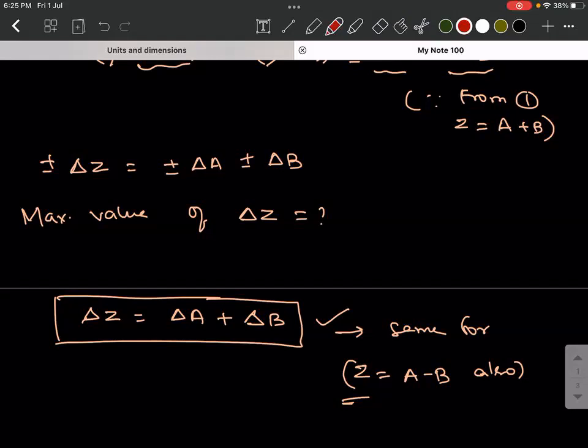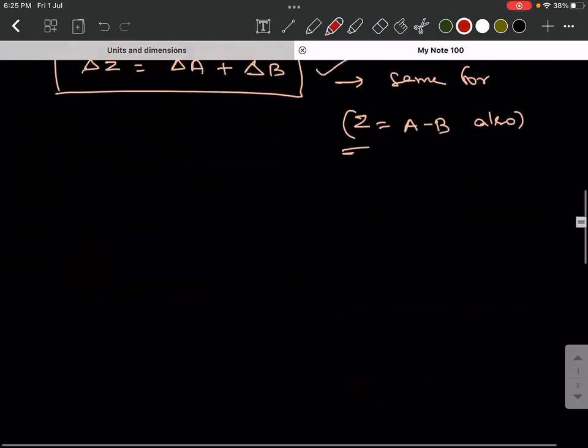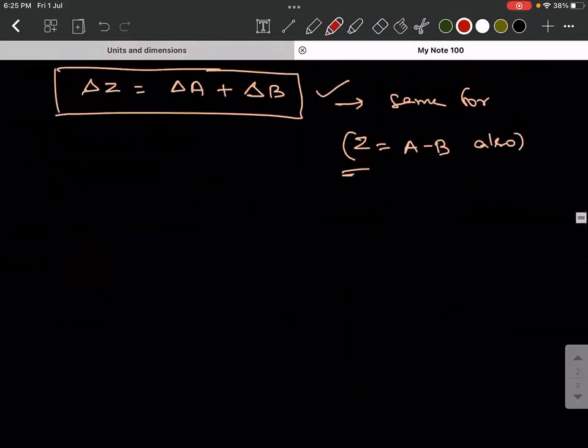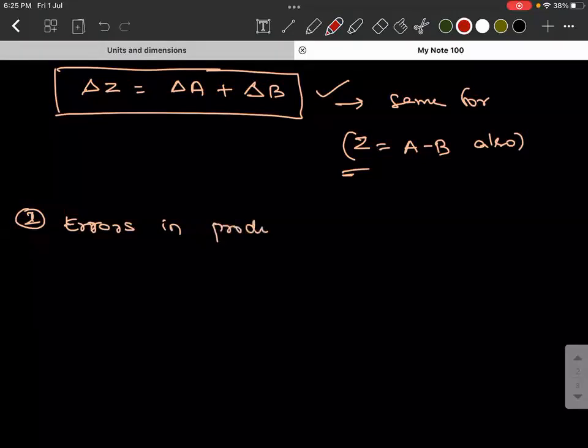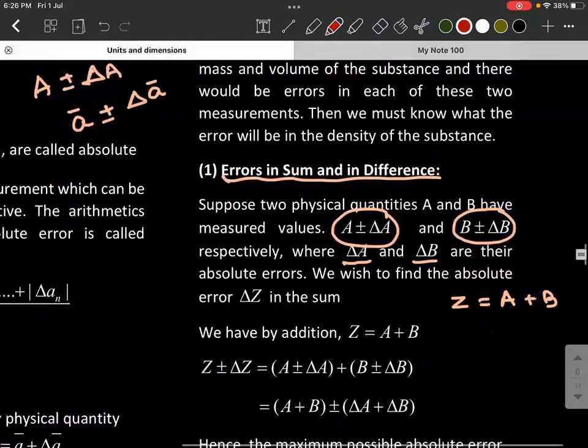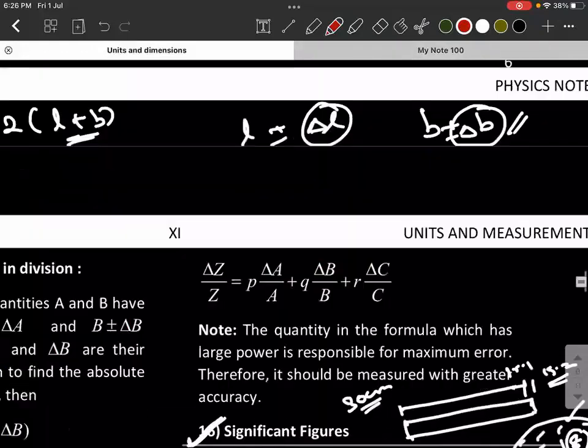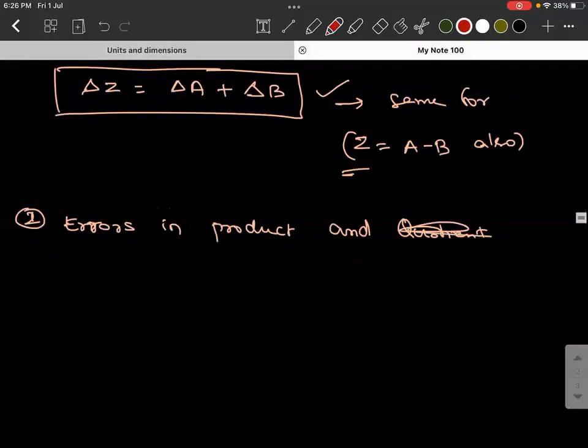Is that clear? Right? Now we'll see the product and division, product and quotient rule. That is, the second set is errors in product and quotient. Or you can call it multiplication and division. Okay, they generally don't use the word quotients everywhere.